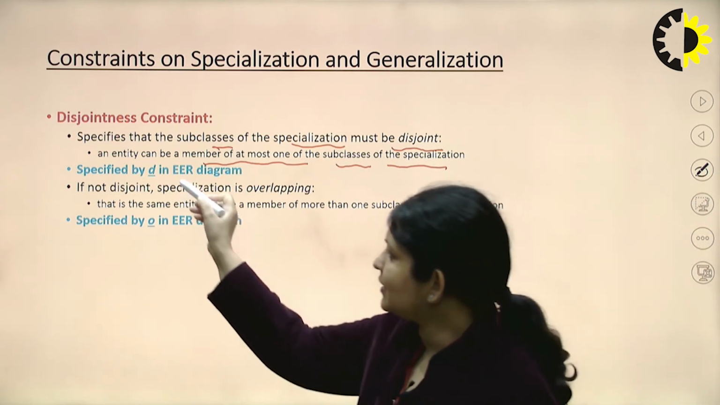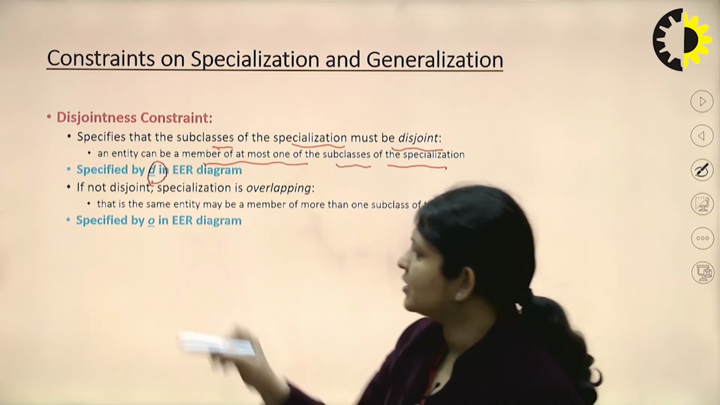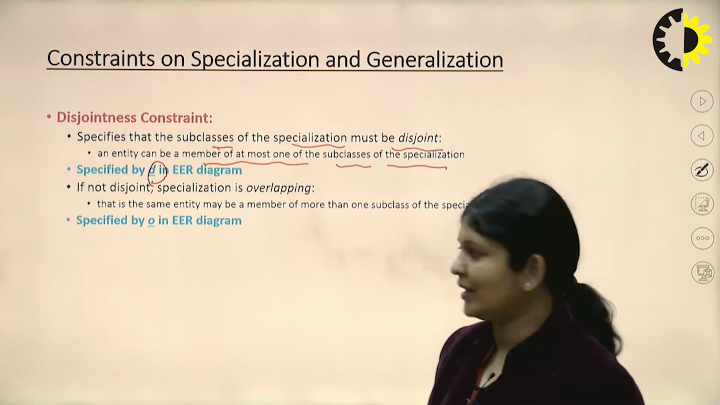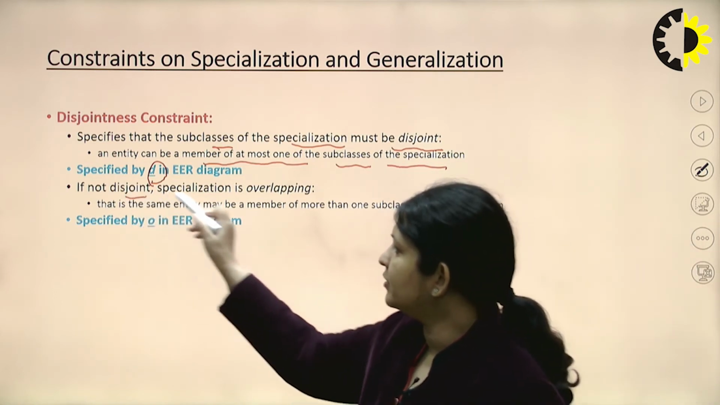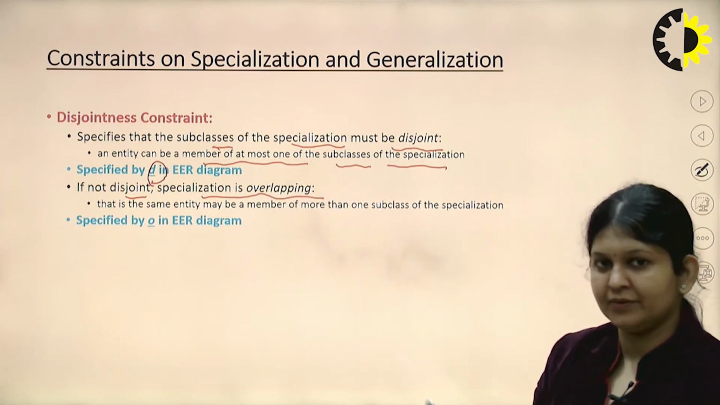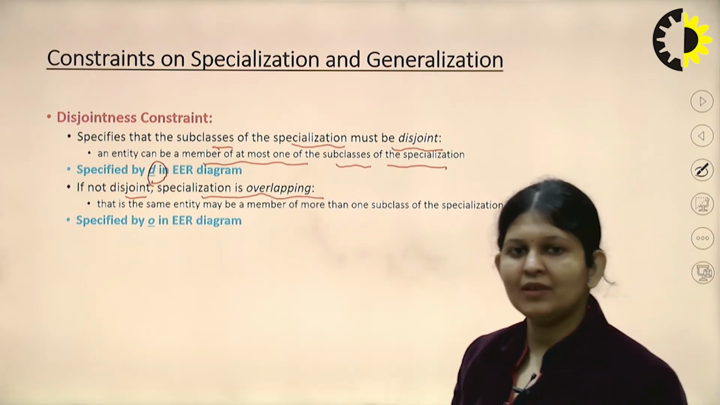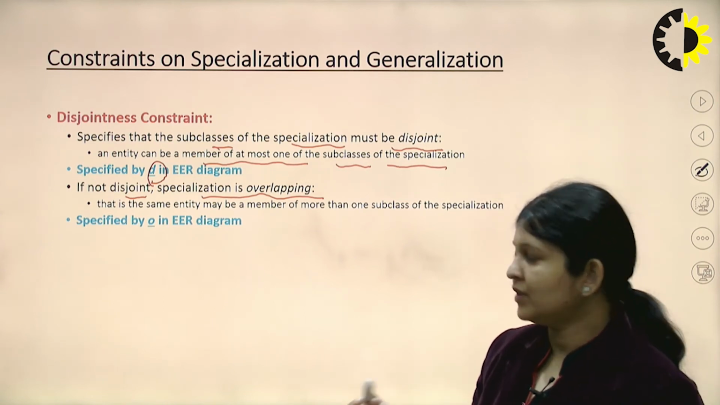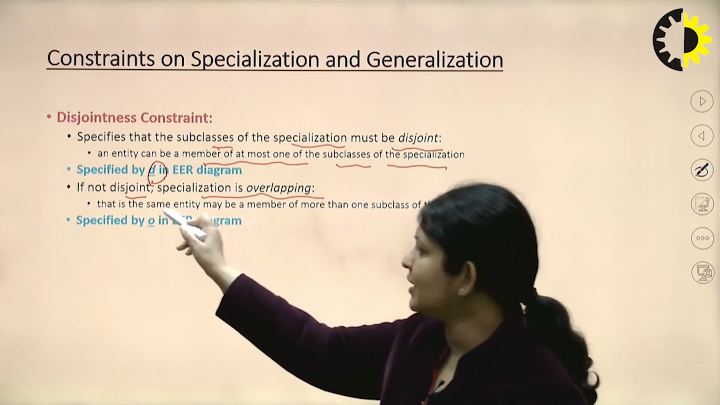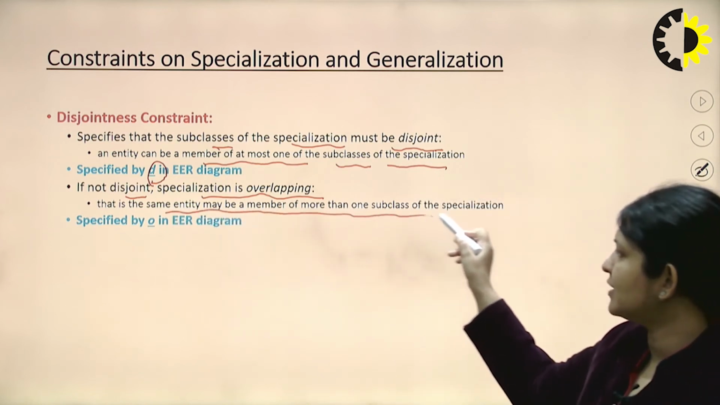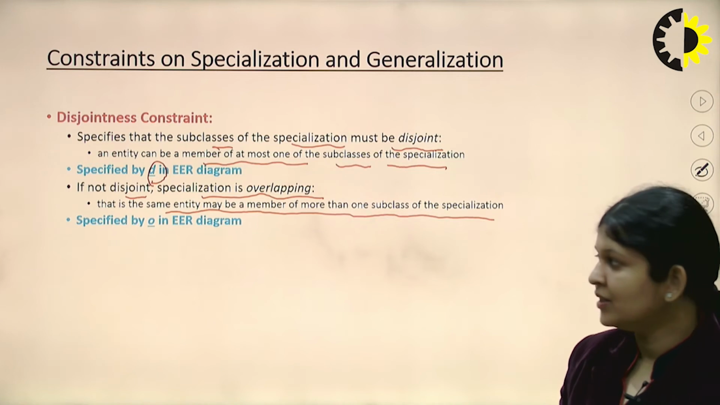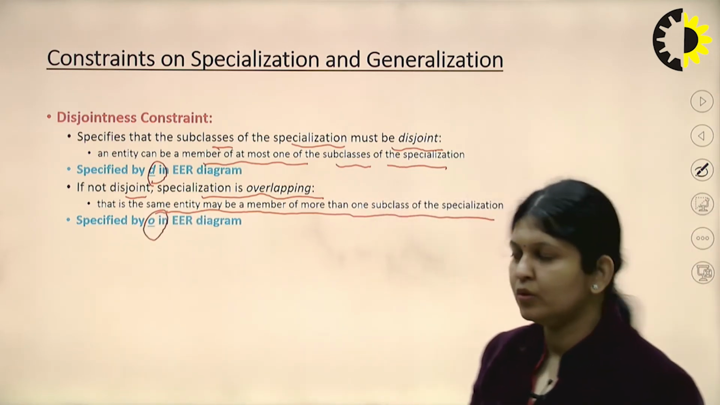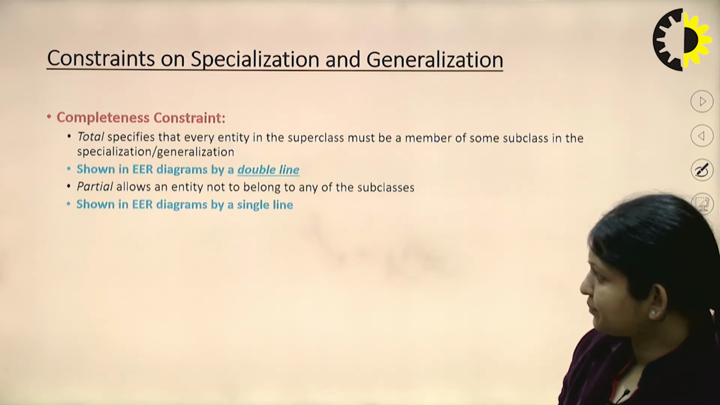The main notation that we use is D to show the disjoint constraint in the EER diagram. If not disjoint, then the specialization is overlapping. That means we may have an entity that can be shared by one or more subclasses. The same entity may be a member of more than one subclass of the specialization. We specify the overlapping using this particular symbol, O, in the EER diagram.